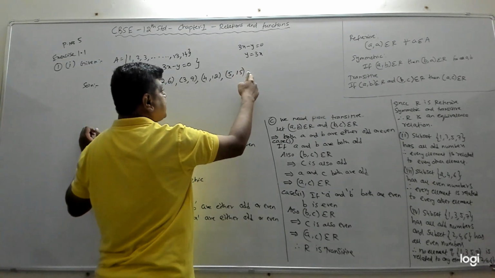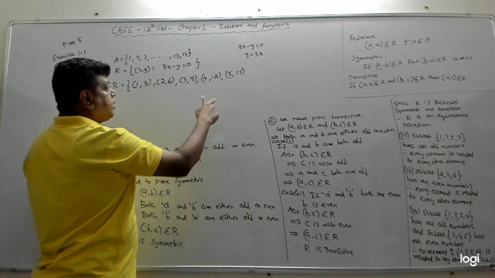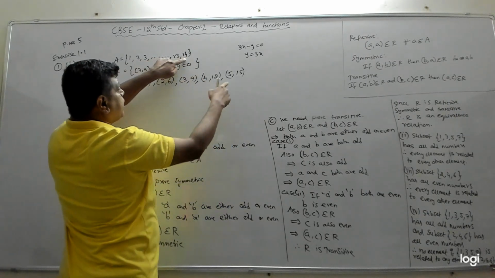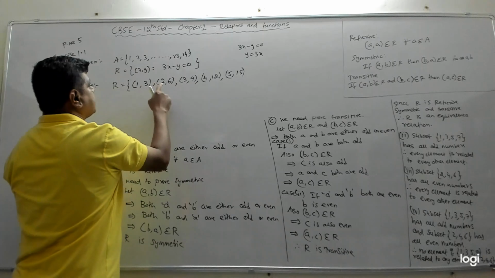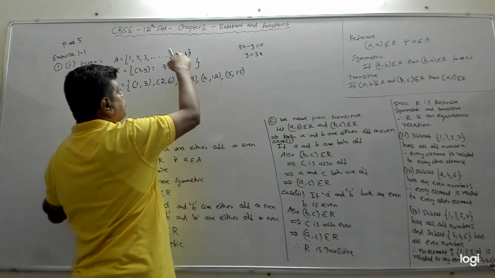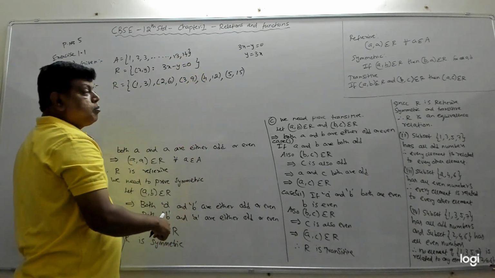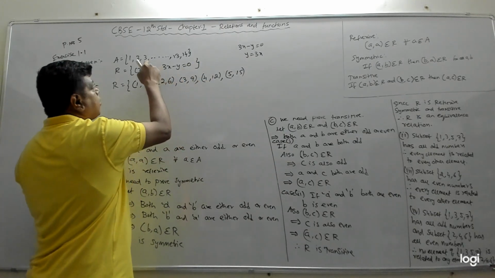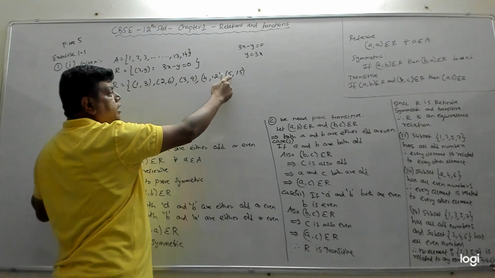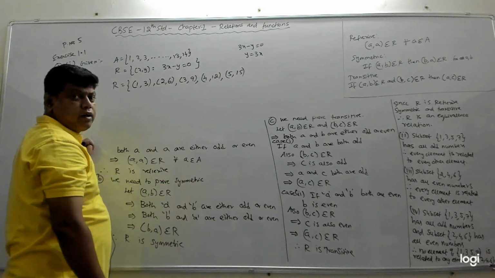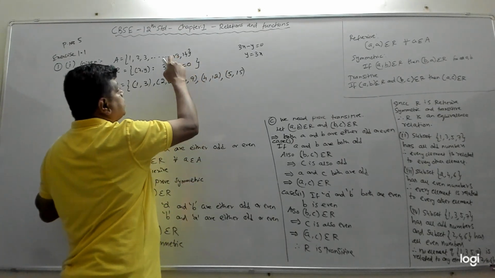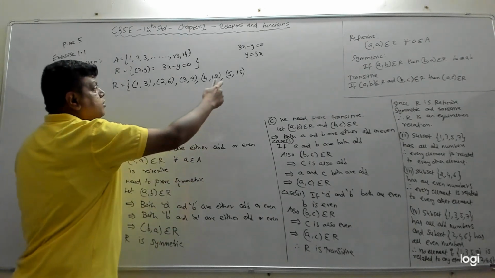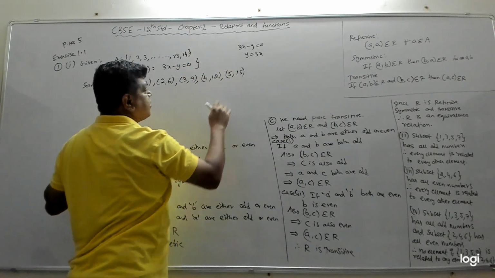Then if I put 6, I will get 6 comma 18. But A has only till 14. So you cannot write any. These two elements that you are writing should be in A, because whatever elements you are taking and checking must be in A cross A, the Cartesian product. This element is not in A cross A, because 15 is not in A. So we cannot write with this element.